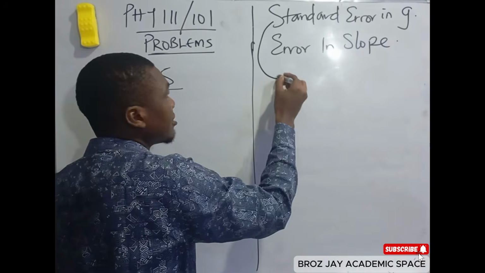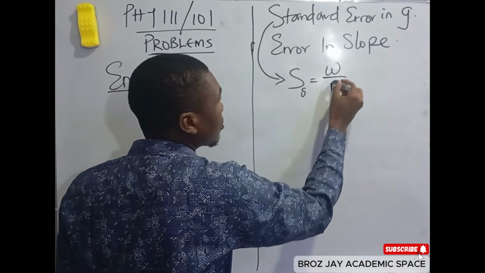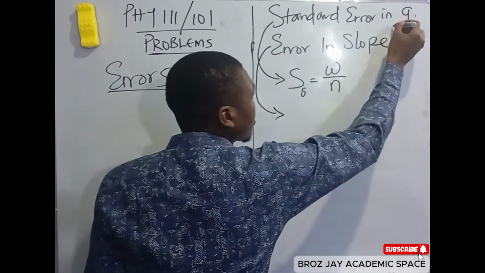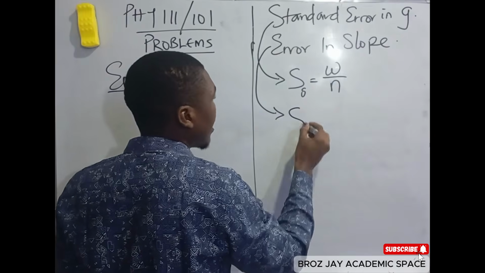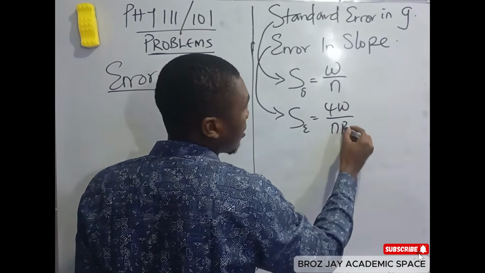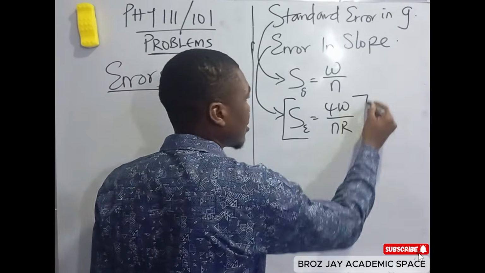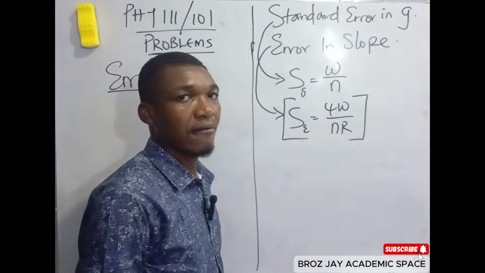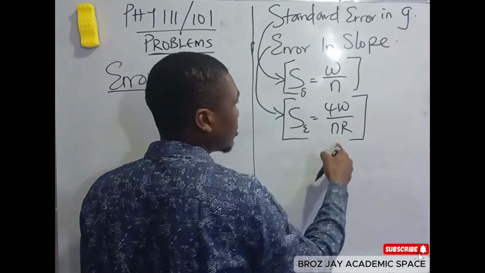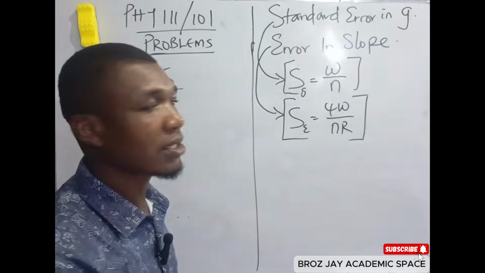Now this is the equation. SG is equal to W all over N. For this is the equation, SE is equal to 4W all over N R. Yeah, so please take this. I think in your experiment 4, you'll be doing either this or this. So I'm going to list the meaning of all the parameters here.